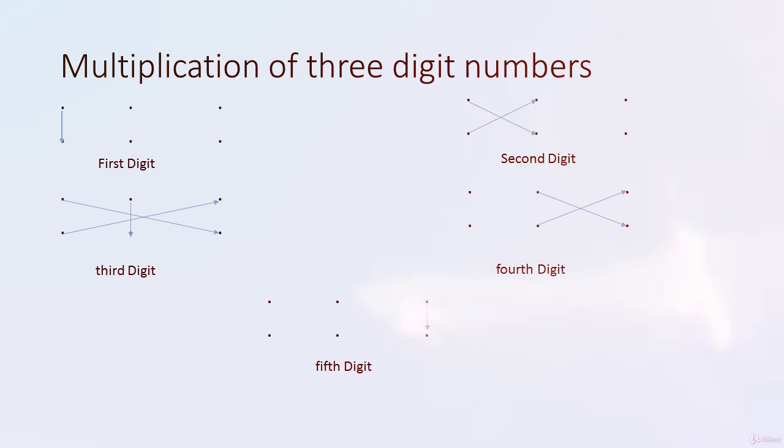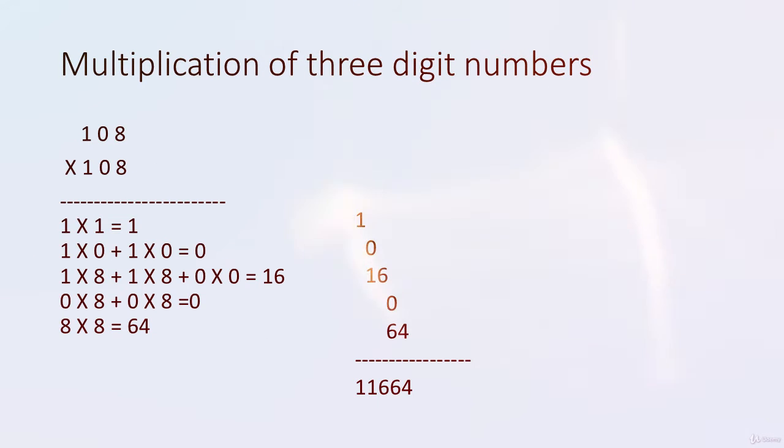You can notice for the first digit only 2 digits are multiplied. For the second digit 4 digits are multiplied. For the third digit 6 digits are multiplied, and for the fourth digit again 4 digits are multiplied, and for the fifth digit again 2 digits are multiplied. Now we will solve one example. We will multiply 108 by 108.